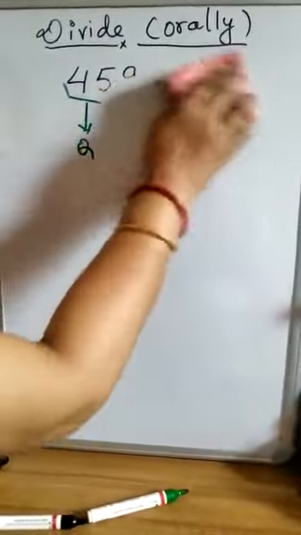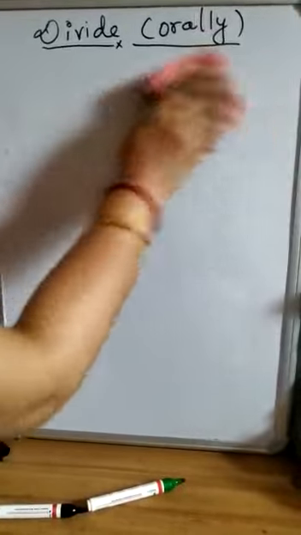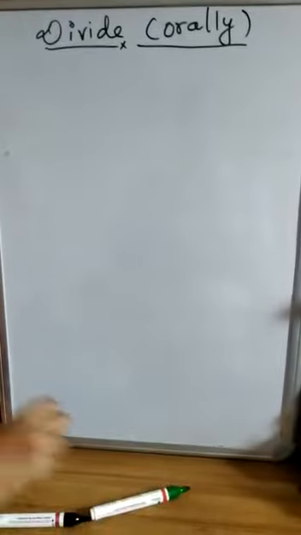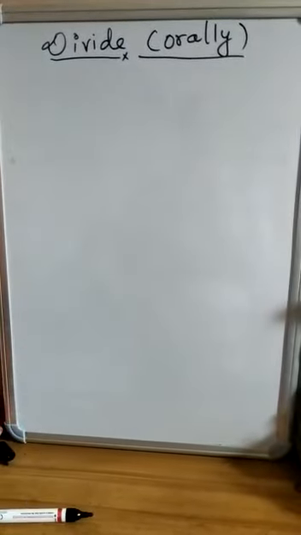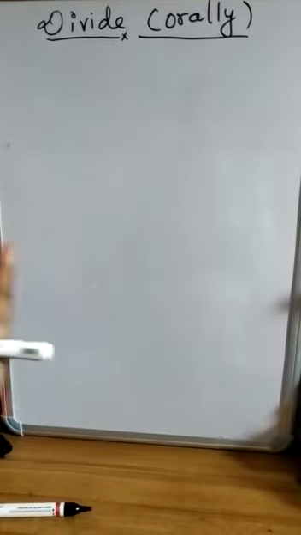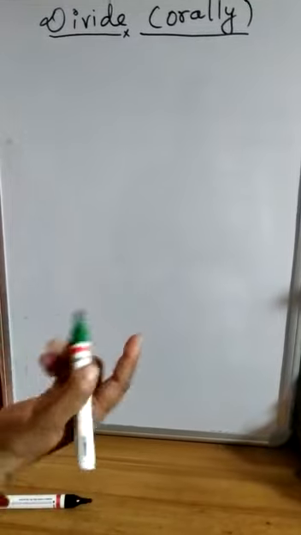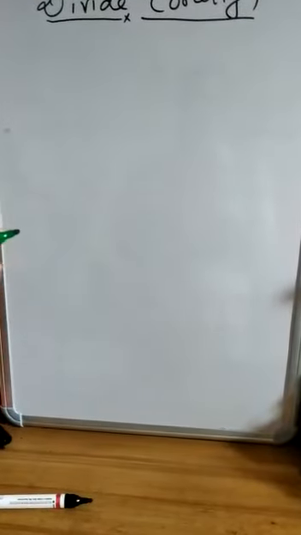Correct? Now, similarly, in class 3, you have learned how to divide a number by 10. Simple. How many zeros are there in 10? 1 zero. So I will remove one digit from the right side of the number, and the digit that is left over, that is the quotient, and the removed digit is considered as a remainder. Now let us move forward.